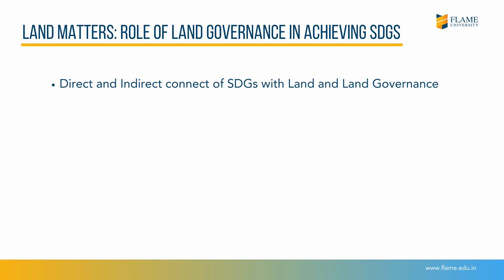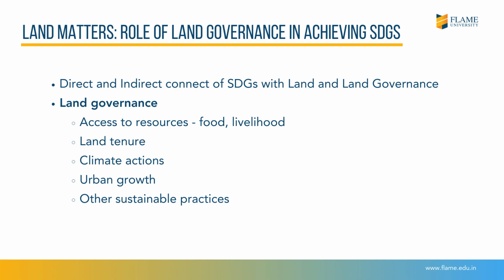Land is implicitly addressed by these SDGs as it ensures access to critical resources such as food and livelihood, and by promoting stable relation among land and human beings. That is a secure land tenure. It enables climate action and contains urbanization effectively and promotes sustainable utilization of natural resources, leading to achievement of sustainability.